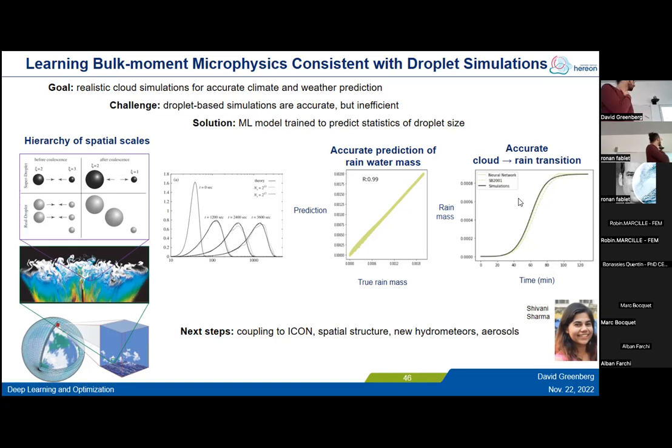And we're trying to maybe take into account dynamics, that is wind, during training, and maybe include aerosols and new hydrometeors.